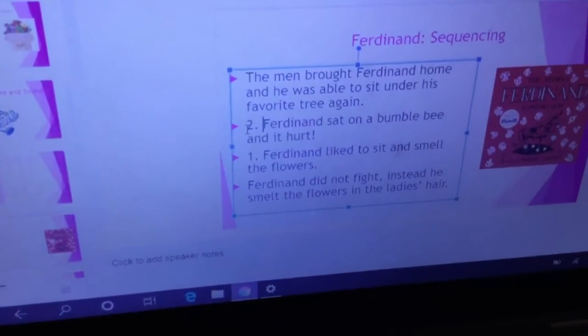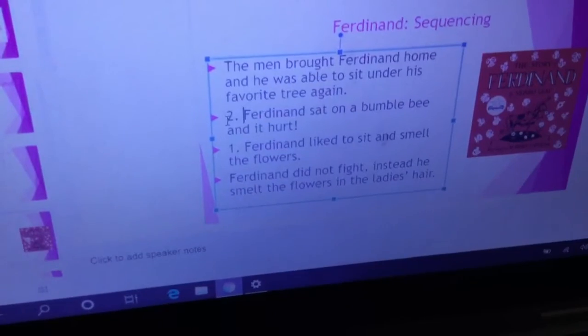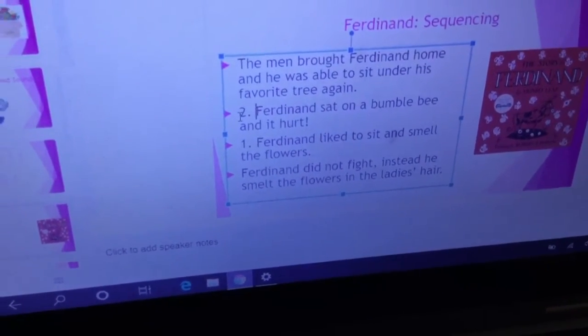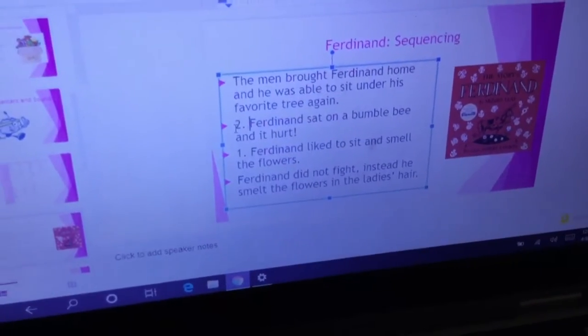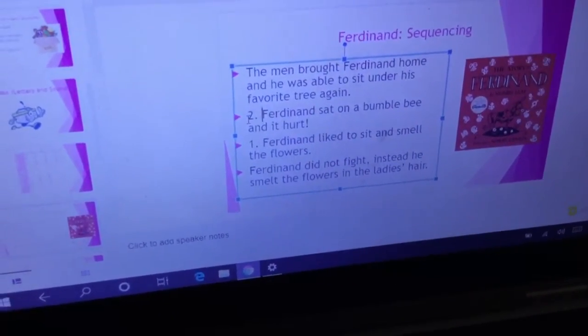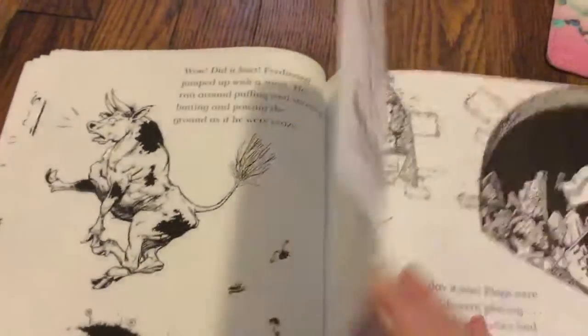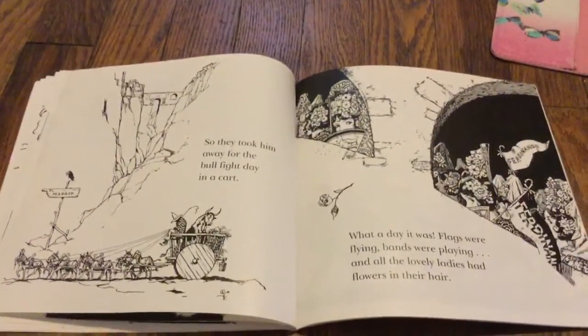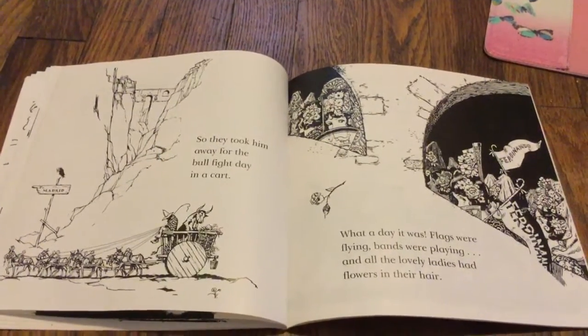Now, let's go back to our book. We have 2 events left. The men brought Ferdinand home, and Ferdinand did not fight. Which one do you think came first? Let's go back into our book and make sure that we have the correct order. So then the men saw him. What happened in this page, or these pages? That's right, they're taking Ferdinand away.